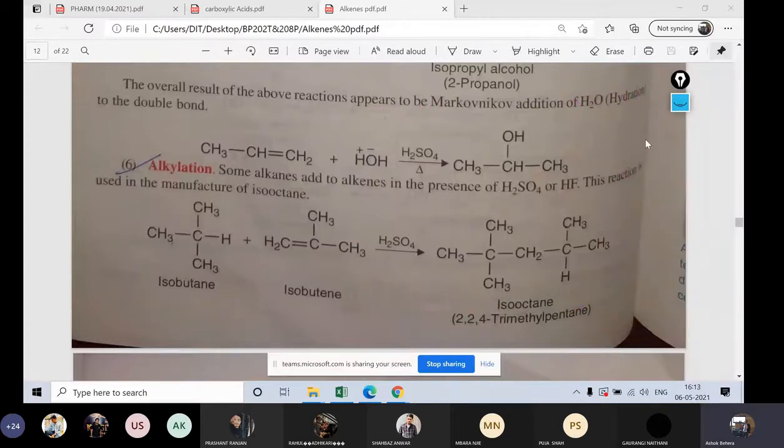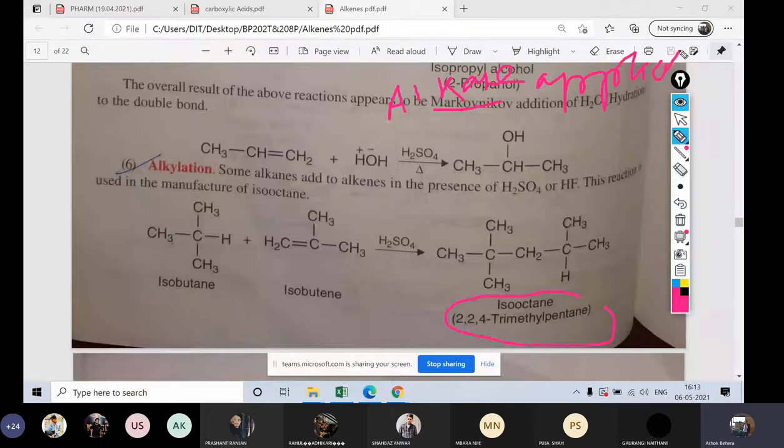Read it, it is there in the Bahl and Bahl book. When we studied alkanes, at the back side of alkanes you can see isooctane has been explained nicely. Alkane application, please read it. It has been mentioned, today only you read it so you can learn it. What is isooctane basically?